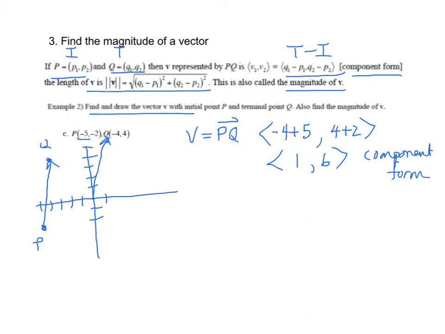Now, the advantage of putting that in component form is that when you go to find the magnitude of v, you already have x minus x and y minus y.